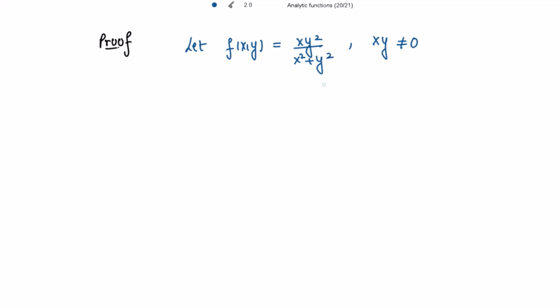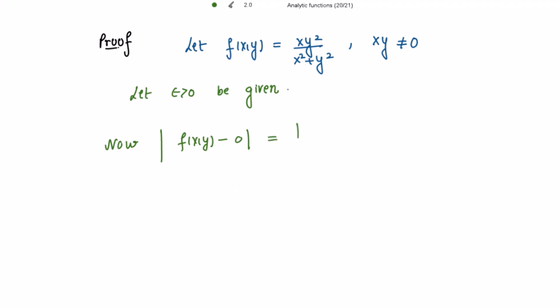So f(x, y) is this function with the product xy not equal to 0. To show the limit of this to be equal to 0, let epsilon positive be given. And now I take the mod of f(x, y) minus 0, because I need to prove the limit of f(x, y) to be 0. So taking the mod of the function minus 0.